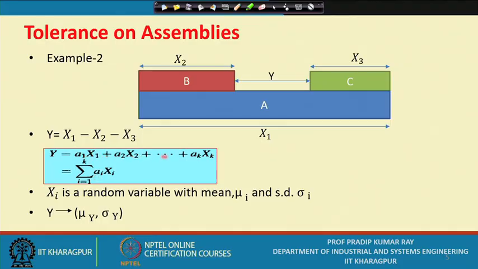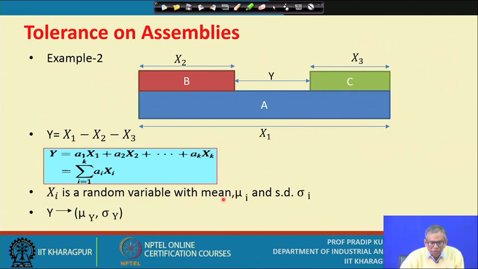So what we need to do, when these individual dimensions are assumed to be random variables with their mean and standard deviation values known and estimated, is to find the expressions for the final assembly quality characteristic, that is y: its mean and similarly its standard deviation. What are these notations? That is mu y and sigma y. So how do you relate mu y with the individual mu i's, and how do you relate sigma y with the individual sigma i's? That is the question.